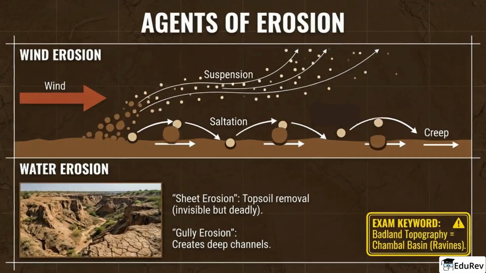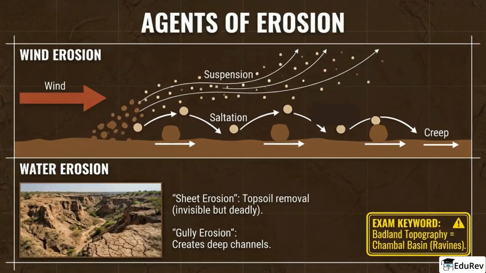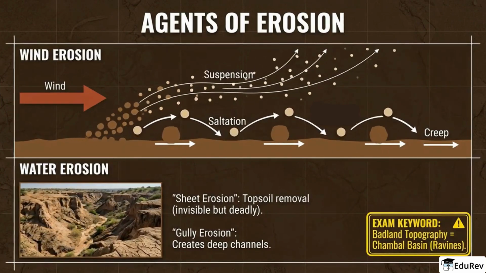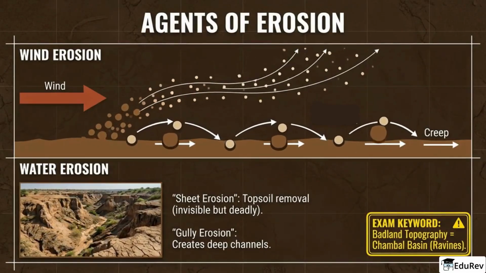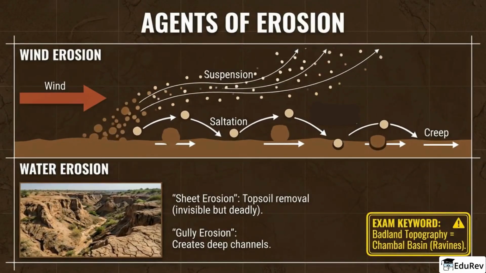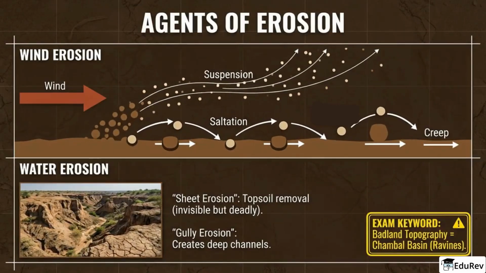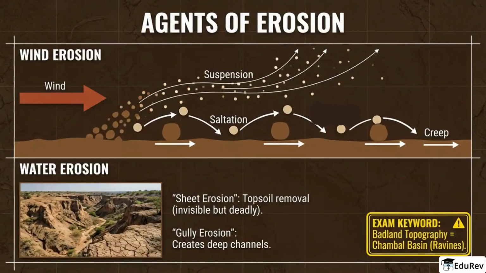Now come the actual agents of erosion. Under wind erosion, 3 transport modes matter. Suspension. The finest particles are lifted and carried in the air. Saltation. Medium-sized particles move in a hopping motion. Creep. Larger particles roll or slide slowly along the surface.